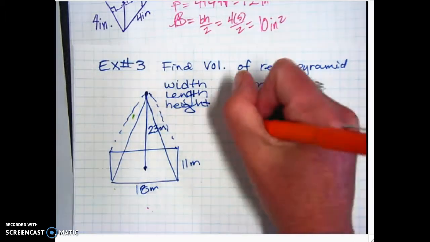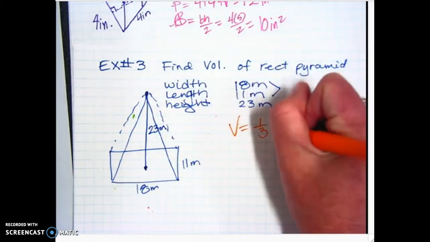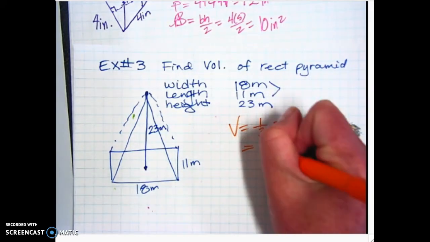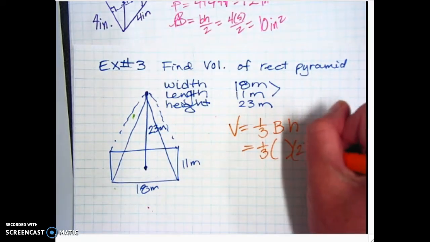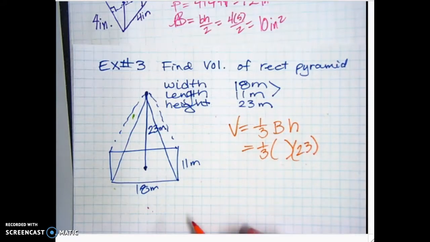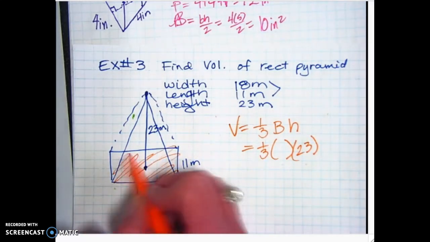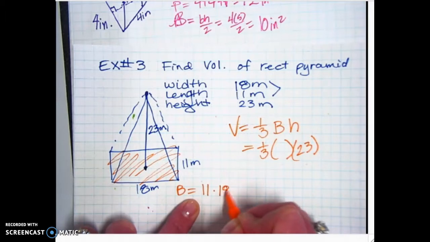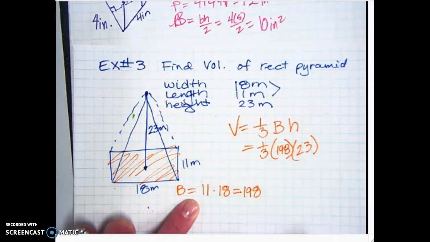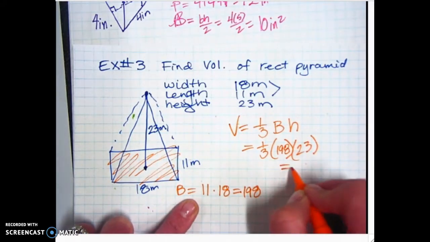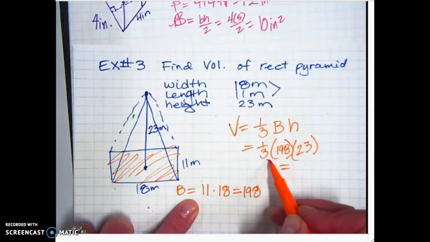All right. So the formula for the volume of a pyramid is going to be 1/3 the area of the base times the height. So we need to get the area of the base, but the height we already know, so we can just plug in that 23 right there. And then the only one left to plug in is the area of the base, which is this rectangle right here. So we're just going to multiply 11 times 18. I got 198. I think the easiest way to do this one on the calculator is to take 198, multiply it by 23, and then divide by 3.